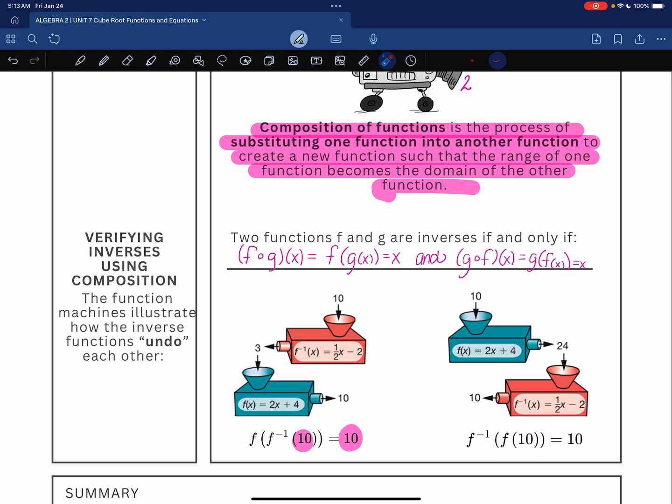Now take 24 and plug it into the inverse function. 1/2 of 24, that's going to be 12. Subtract 2 from it, and it's 10. So we've got it. We've got the original input matching the output after we do this process where we are composing our functions, allowing the range, the output of one function, to be the input of the next. So they have undone each other.